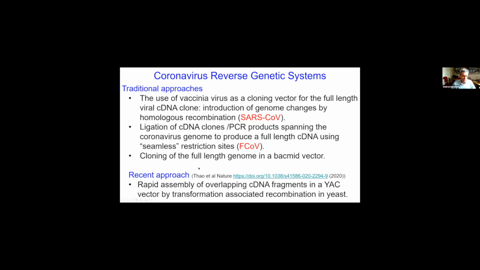So at the beginning of the pandemic, I was in contact with Volker, and he told me about his new approach where he'd rapidly assembled overlapping cDNA clones in a YAC vector. When this first system was established, it took over 3 years to develop a reverse genetic system for coronaviruses, and now he could do this in less than 2 weeks.